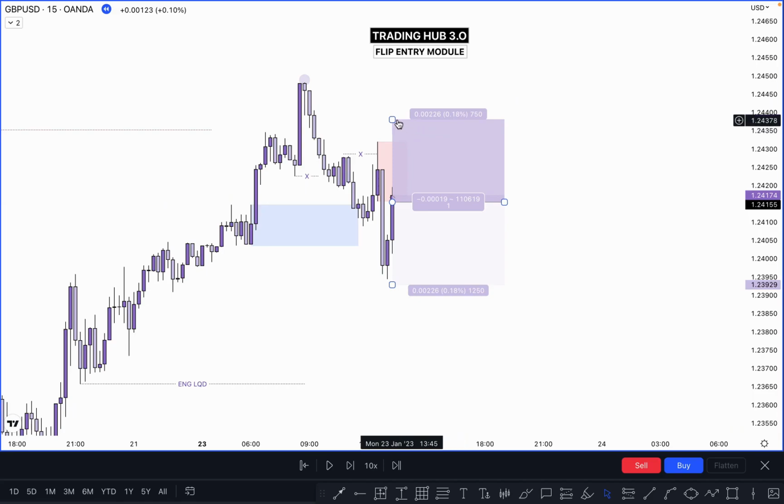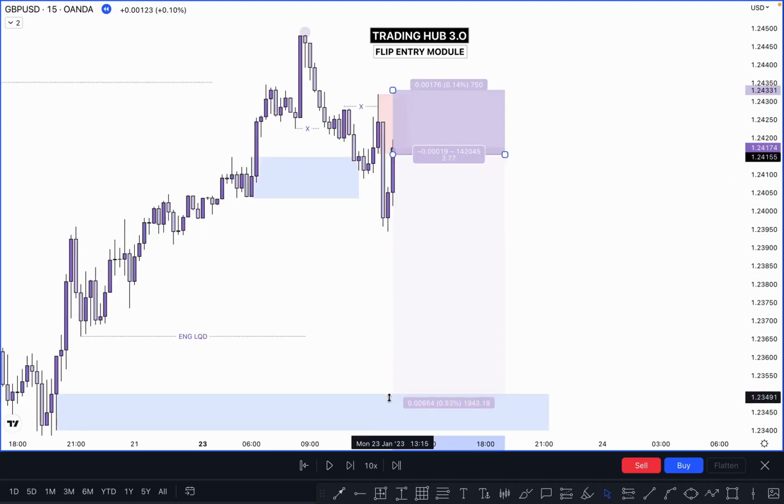Okay, and put the stop loss just above it. Why are we putting the stop loss just above it? Because this candle has taken out the actual liquidity here, and you can target this order block, which is an unmitigated extreme order block, because the first PY also failed here.